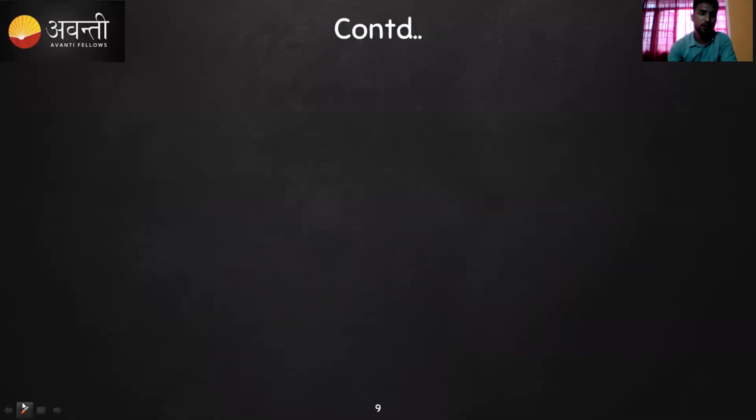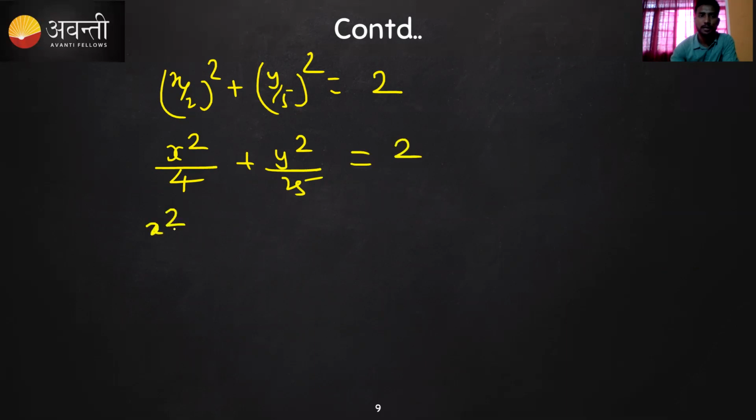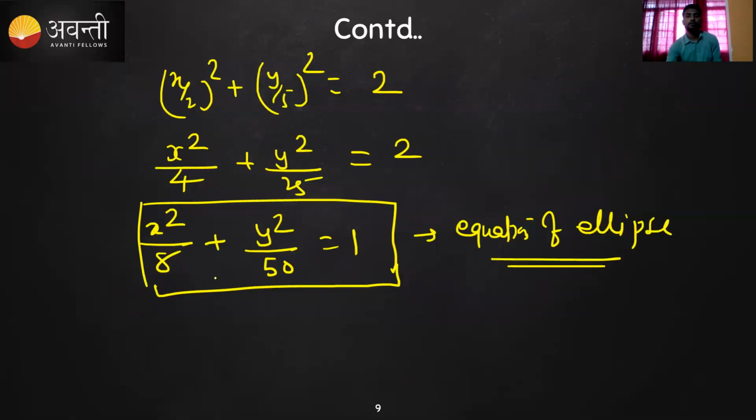So finally, what have we got? We have got x by 2 the whole square plus y by 5 the whole square is equal to 2. So from here it is basically x square plus 4 y square by 25 is equal to 2. So it is x square plus 8 y square by 50 is equal to 1. Right, guys? So what is this? This is basically the equation of an ellipse. Okay, we know this is the equation of an ellipse.